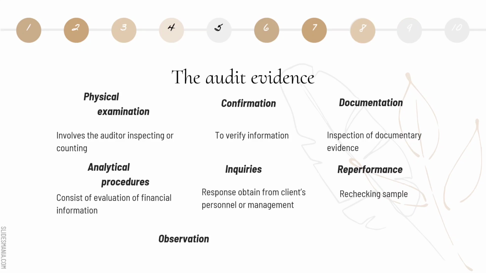And the last one is observation. Observation is observing the performance of some activities. For example, segregation of duties between the person receiving payments from customers and the person recording those payments in the accounts receivable ledger. Plan to observe the stock count.